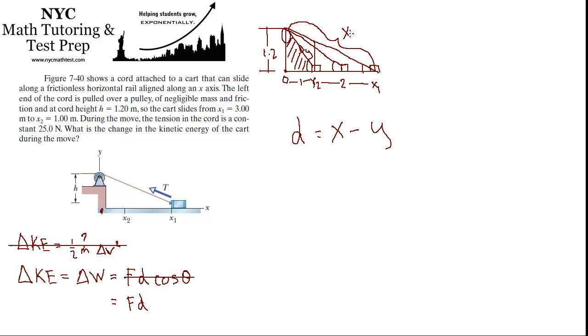And x we can get from the Pythagorean theorem. We have a triangle with base 3 and height 1.2. So that's the square root of 3 squared plus 1.2 squared, minus y, which is the hypotenuse of the smaller triangle, which we can also get by Pythagorean. That's the square root of 1 squared plus 1.2 squared. And when we solve that, I'm doing this on a calculator.